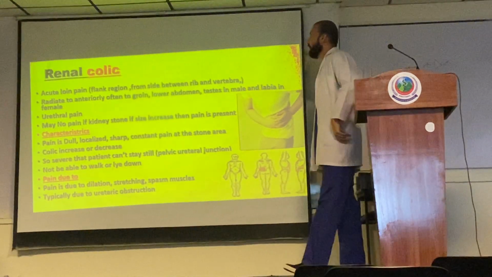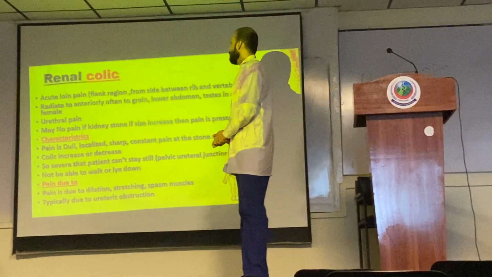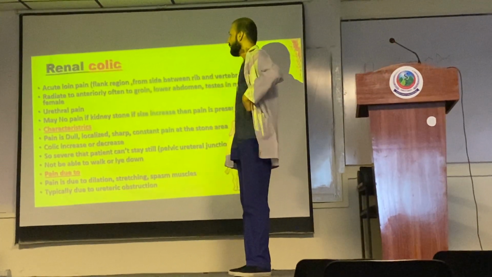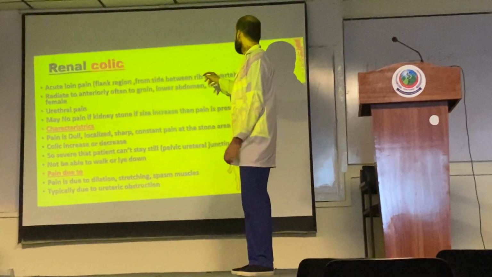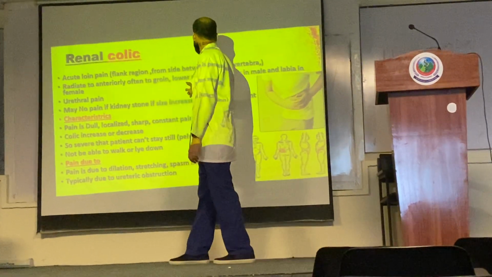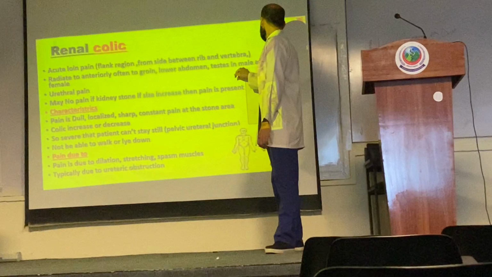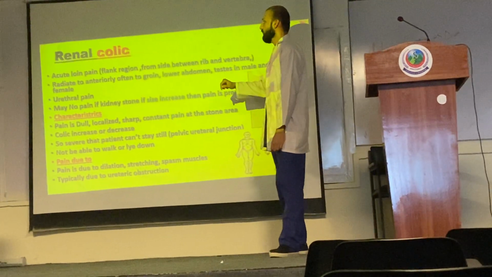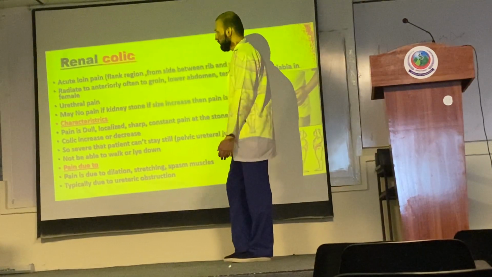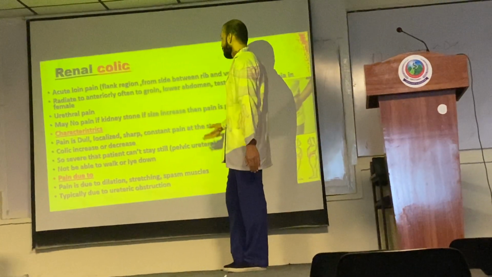It has a specific pain called renal colic, an acute loin pain. The patient may present with pain in the flank region, between the ribs and vertebrae, and it may radiate anteriorly into the groin, lower abdomen, testes in the male and labia in the female. It mostly occurs in ureteric stones, and some patients present with urethral pain, and sometimes no pain is present in kidney stones.